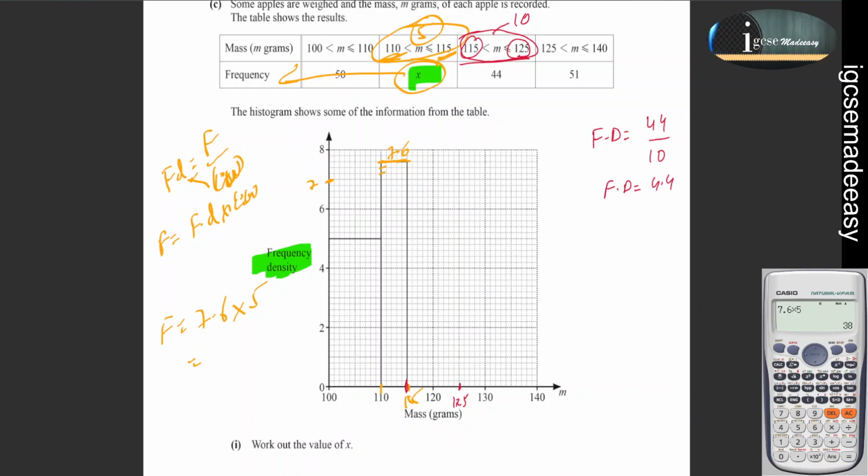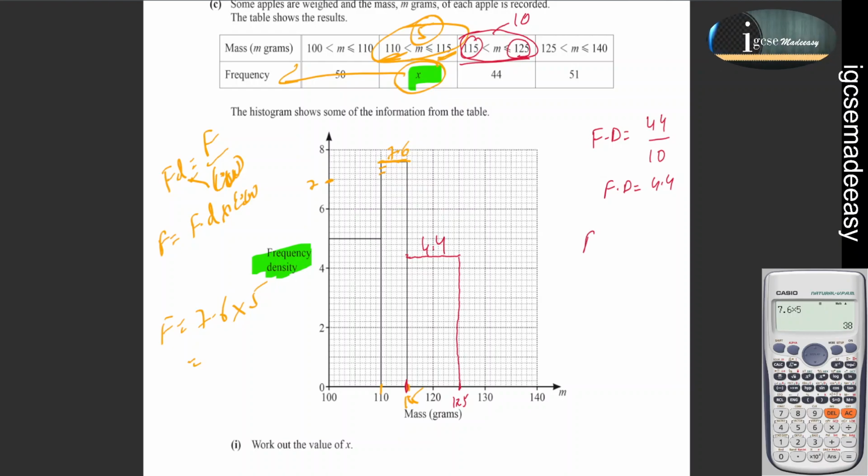So 4.4 is somewhere here. This is 4.2, this is 4.4. So we have to draw up to 125. You can use your scale, so we can draw it like this. So this will be the 4.4, that is the frequency density.